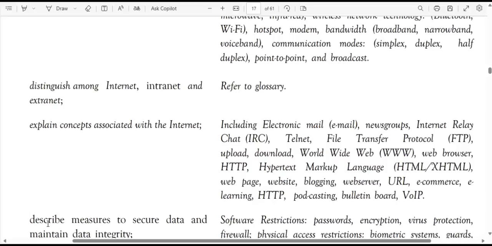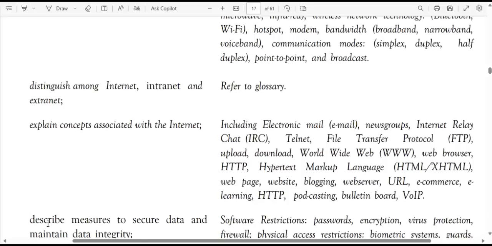Now let's start with electronic mail, email. Electronic mail, or email, is a system that allows people to send and receive messages over the internet or other computer networks. It works like traditional postal mail, but is much faster and digital. Example, sending a message from your Gmail or Outlook account to a friend is an example of electronic mail.